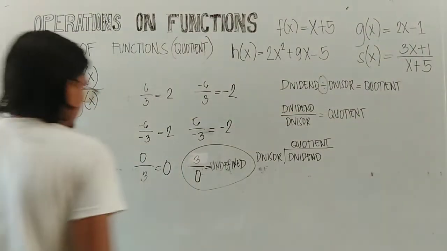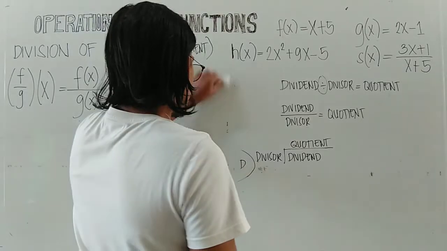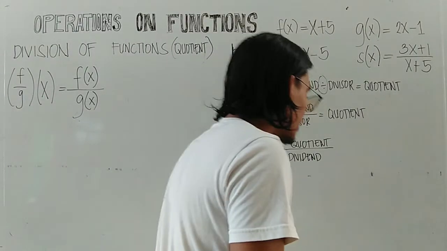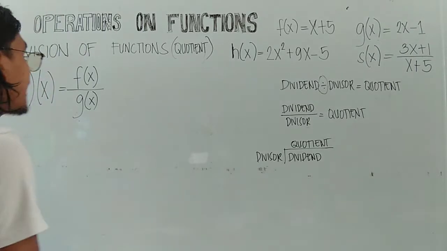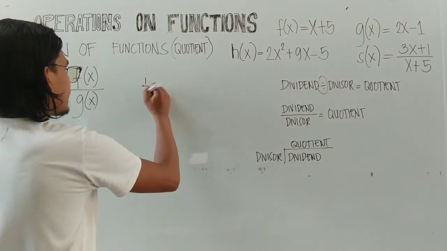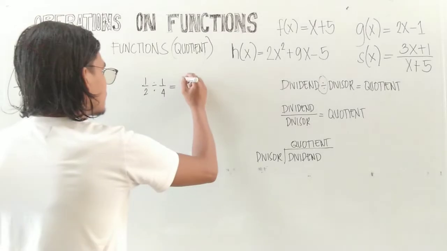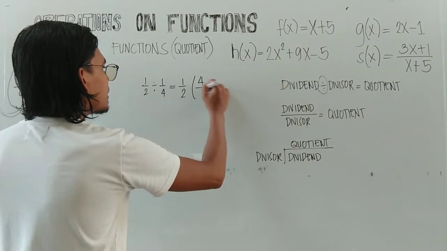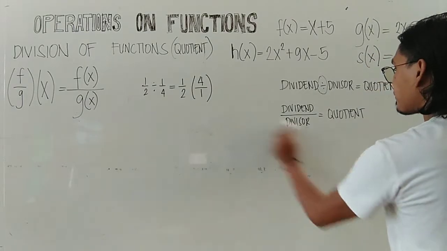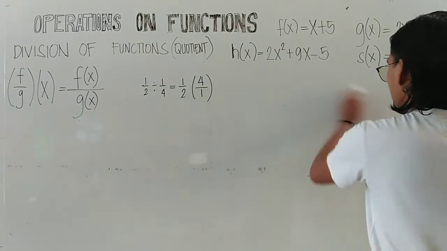So another basic and fundamental concept behind dividing numbers is dividing when fractions are involved. Fractions will be involved because we are also dividing rational functions, and rational functions are fractions in form. So for example, guys, we have 1/2 divided by 1/4. Okay, 1/2 divided by 1/4 is equal to 1/2 times 4 over 1. So that is the basic concept of dividing numbers concerning your fractions.